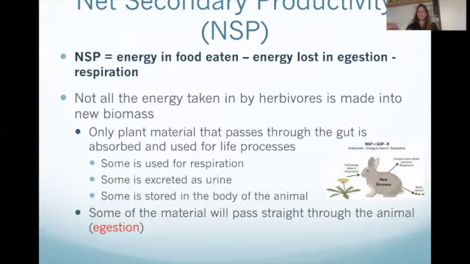And any energy that went into building those cell walls and that stuff they can't digest is lost when the animal poops. And then cellular respiration doesn't harness 100% of the energy, right? It has a lot of heat loss. And so your NSP is really a lot smaller. Only plant material that passes through the gut is absorbed and used for life processes. Some's used for respiration, some's excreted as urine, some is stored in the body of the animal as fat.